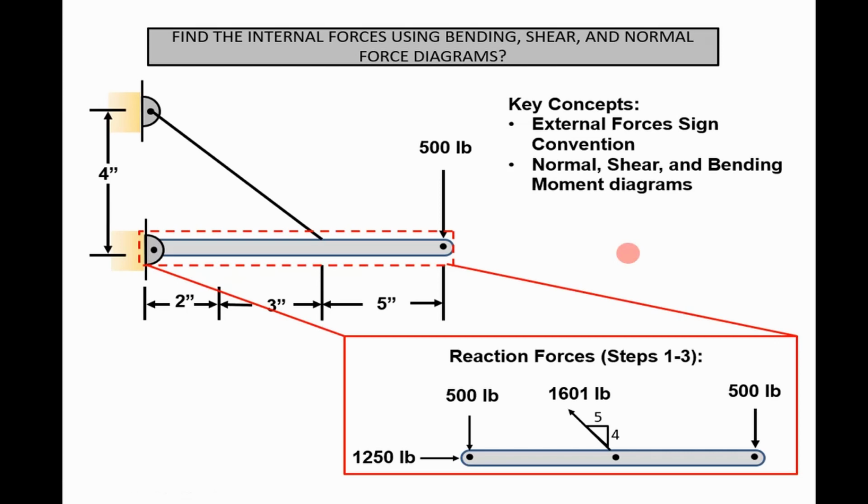Today I'm going to show you how to determine the internal forces using bending, shear, and normal force diagrams. We're using the same problem we did previously. We have a beam member that's end-loaded and being supported by a rope. If you recall, in the previous video, steps 1 through 3 we used to determine the external forces on the beam, or the reaction forces. I'm not going to go through this step again, but this is the result of determining the external forces using our equilibrium equations and free body diagrams.